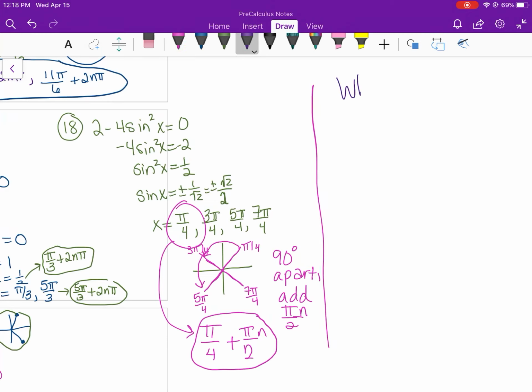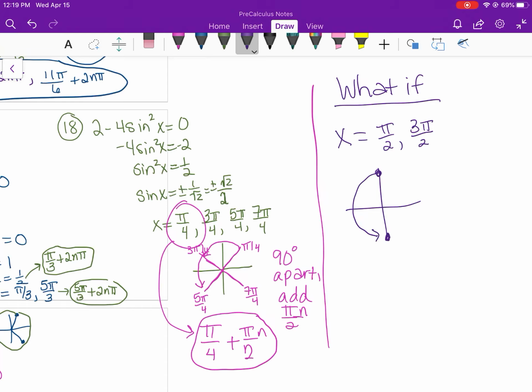What if, let's say you solved an equation and you got the answers pi over 2 and 3 pi over 2. So what would I do with that? Well, I'm going to graph them. There's pi over 2, there's 3 pi over 2. Then I'm going to ask myself, how far apart are they? They're 180 degrees apart.